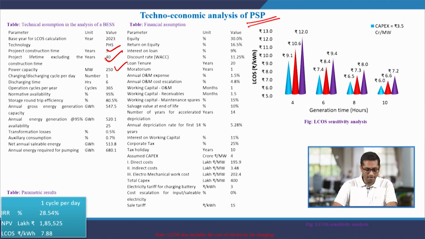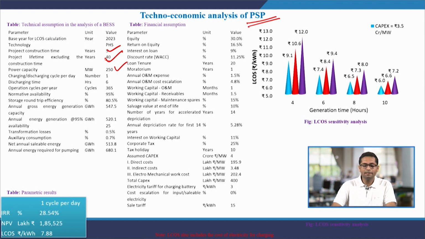Then we are assuming that the discharging will happen one cycle a day. Discharging time will be 6 hours, 365 days of operation, availability of 95%, and I won't go through all of the assumptions, but these are some of the parameters that go into it. This particular example I am showing you to give you a glimpse of how these calculations are done in detail. Some of the basics of these calculations we have already covered in the last classes.